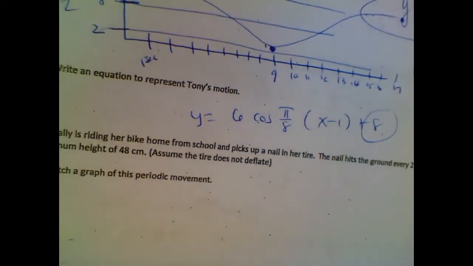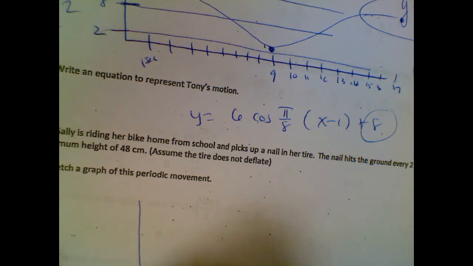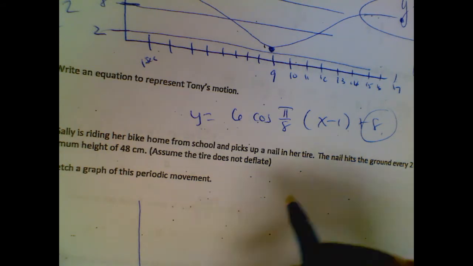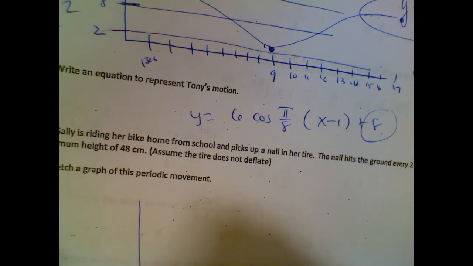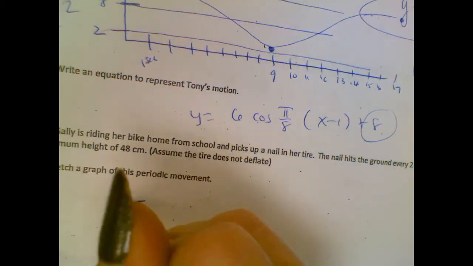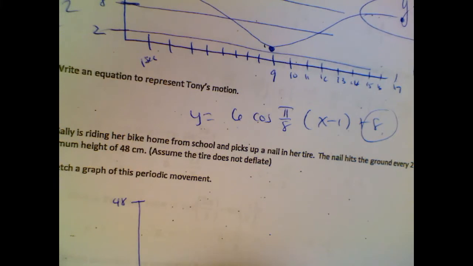Sally is riding her bike home from school and picks up a nail in her tire. The nail hits the ground every 2 seconds and reaches a maximum height of 48. Maximum height is 48, so the mid between 0 and 48 is 24.